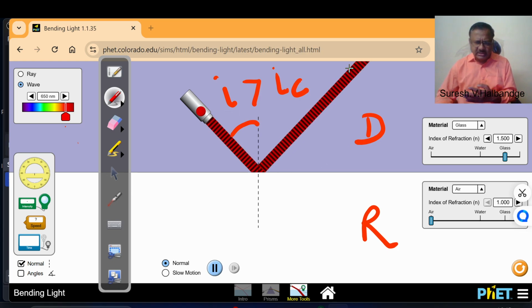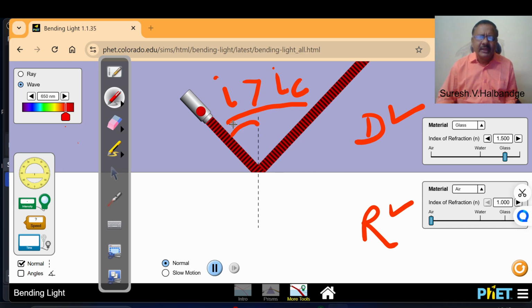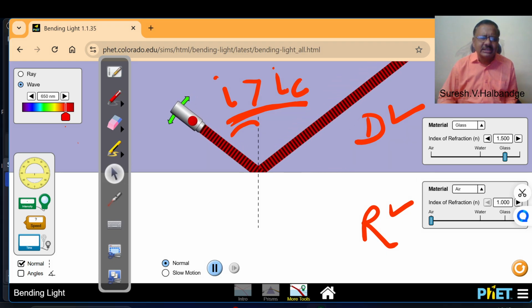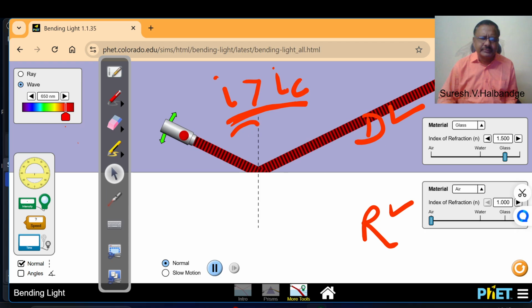So dear students, for total internal reflection to take place, there are two conditions. Number one, light should pass from denser medium to the rarer medium, and number two, the angle of incidence in the denser medium must be greater than the critical angle. Then and then only total internal reflection takes place, otherwise no.